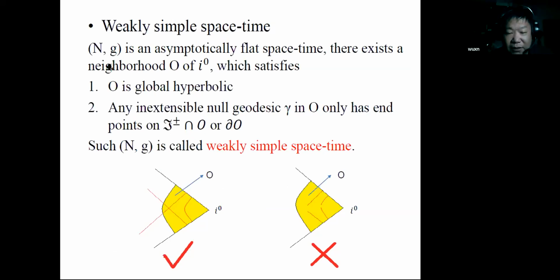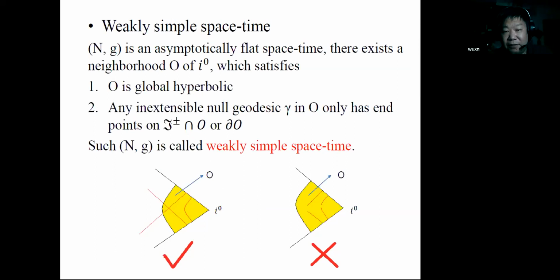We only require that it's an asymptotically flat spacetime, and in the neighborhood of the spatial infinity, it satisfies something called the global hyperbolic properties, and you should know what it means. It's the global hyperbolic ones.